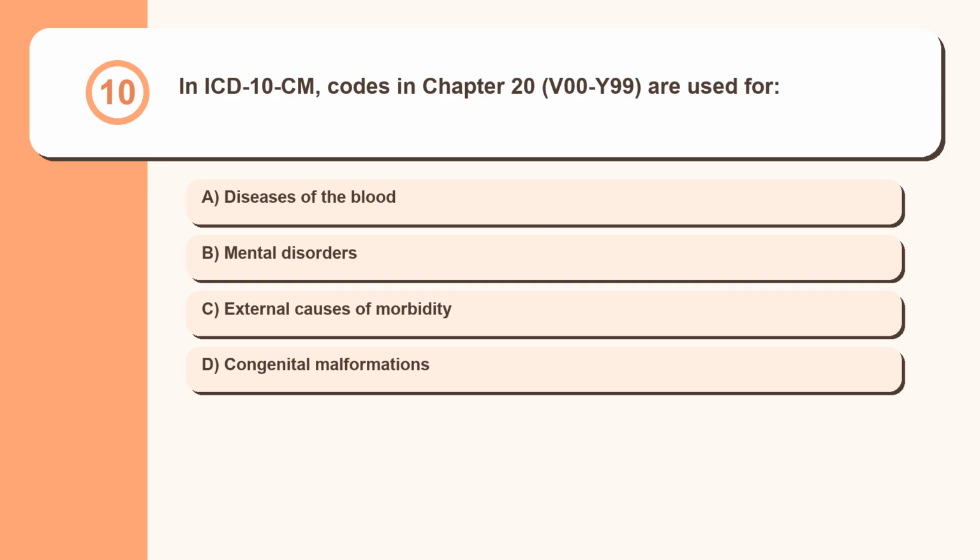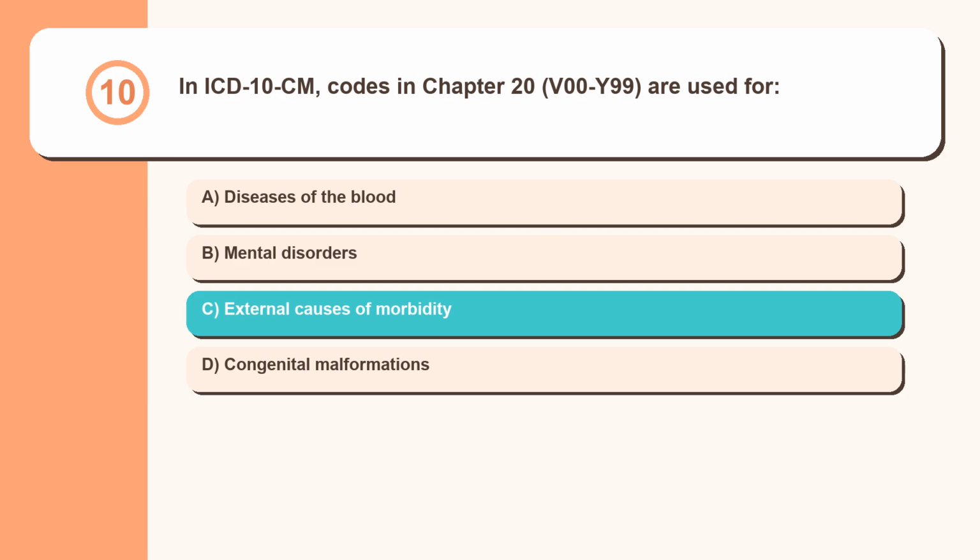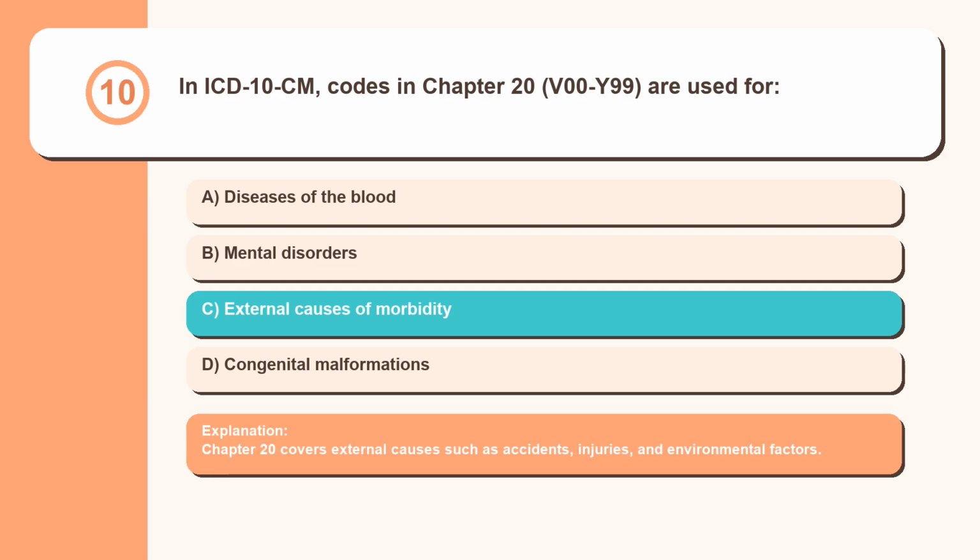Question 10. In ICD-10-CM, codes in Chapter 20, V00-Y99, are used for diseases of the blood, mental disorders, external causes of morbidity, congenital malformations. Chapter 20 covers external causes such as accidents, injuries, and environmental factors.